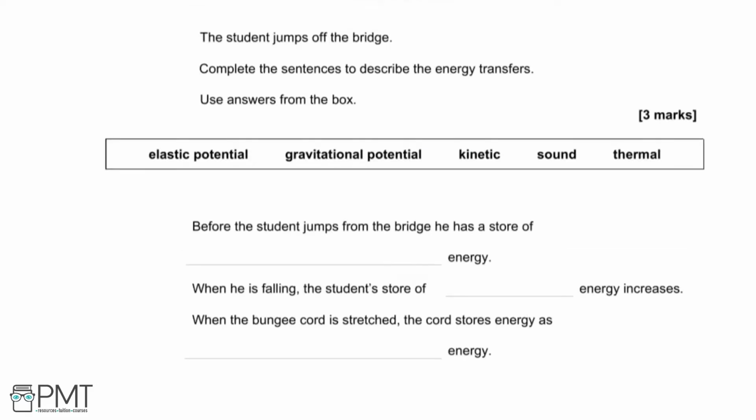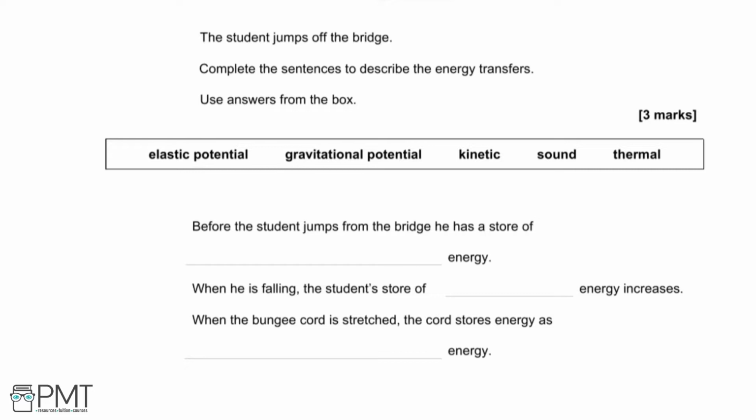The student jumps off the bridge. Complete the sentences to describe the energy transfers. Use the answers from the box. So we have 5 key energy related terms and we've got to fill in the 3 blanks. Okay, so before the student jumps from the bridge, he has a store of what energy?